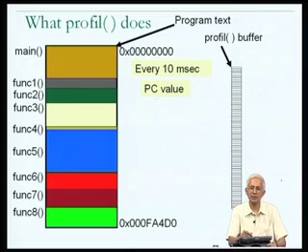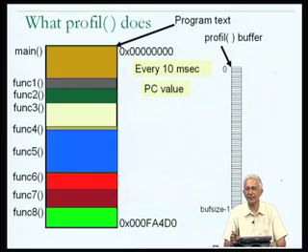Once every 10 milliseconds, a particular program counter value is obtained. Now, the size of this buffer is going to be decided based on the system call. It's going to be some size. I'll just refer to it as buff size. So it has elements, counters going from counter 0 up to counter buff size -1.